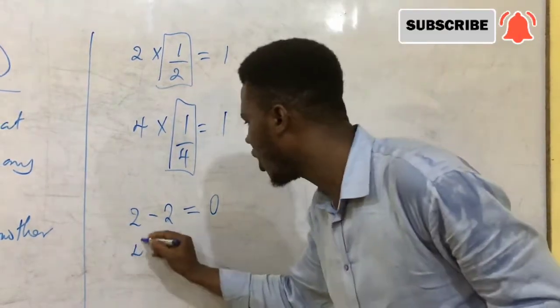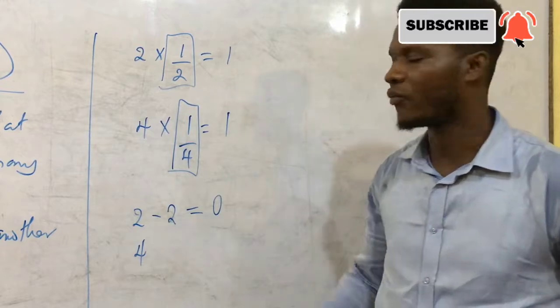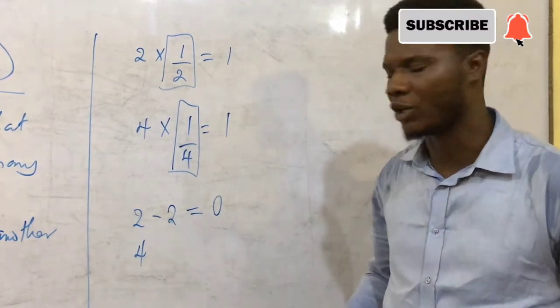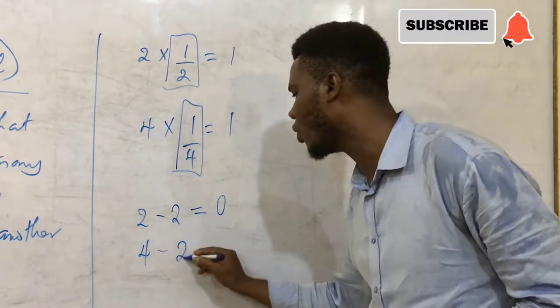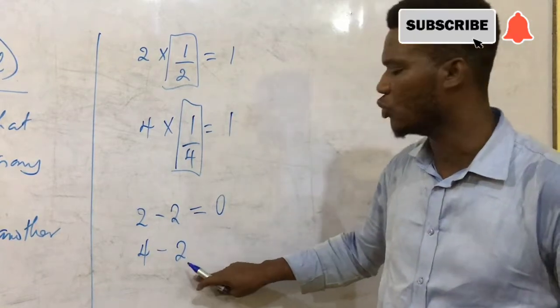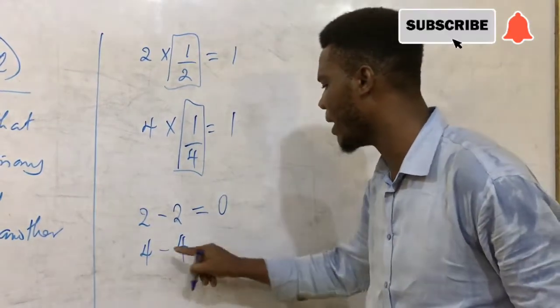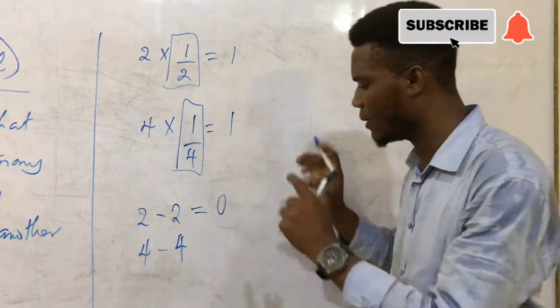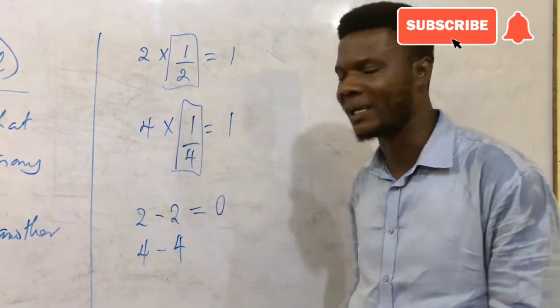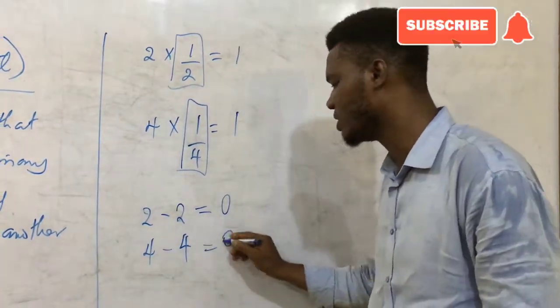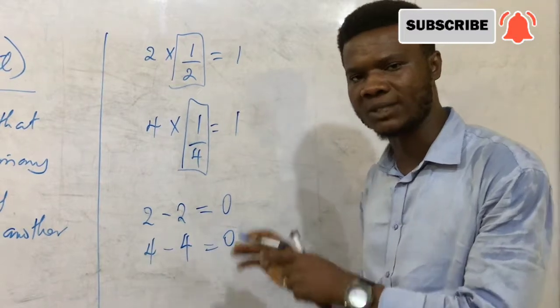So, 4 is an element chosen from a non-empty set, say the natural number system. What is the inverse of 4? The inverse of 4 is not minus 2. It must be minus 4. And why is that so? It is because minus 4 is the only number that can add to 4 to give you 0, which is the identity element with respect to addition.